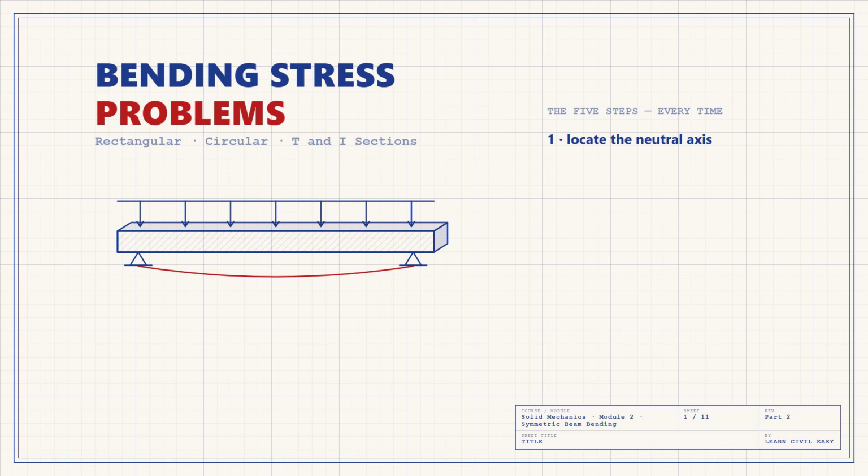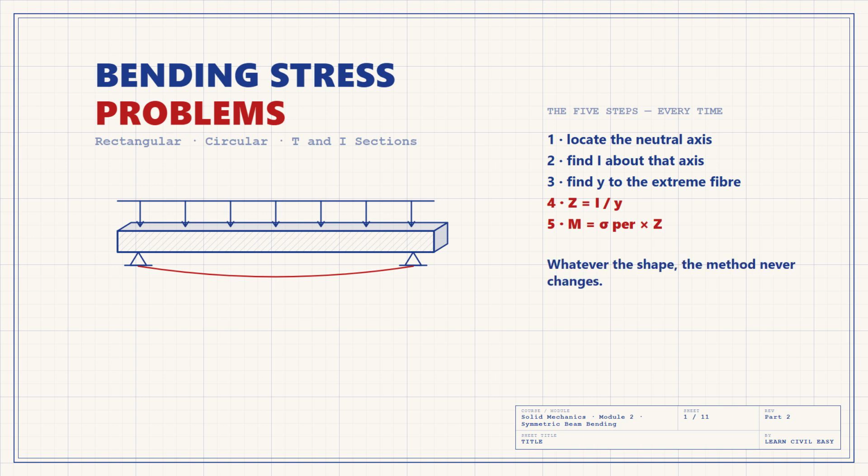Every single problem in this topic, whatever the shape, follows the same 5 steps. Locate the neutral axis, find the second moment of area about it, find the distance to the extreme fiber. Divide to get the section modulus, then multiply by the permissible stress to get the moment the section can carry. 5 steps. Every time, everything that looks difficult later is only one of these 5 steps taking longer.